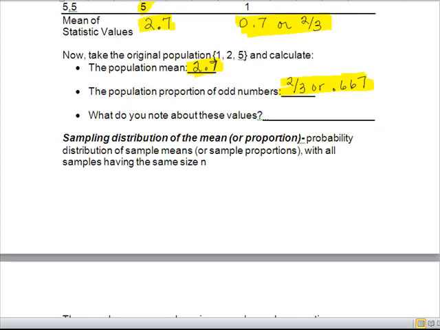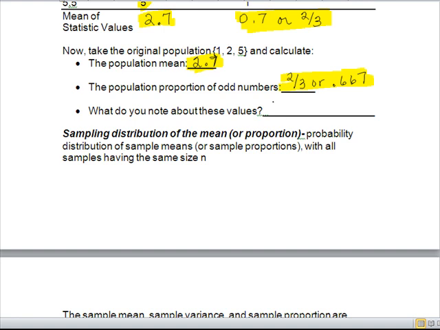Okay, so the sampling distribution of the mean or the proportion is the probability distribution of sample means or sample proportions with all samples having the same size n. So we just showed that probability distribution.